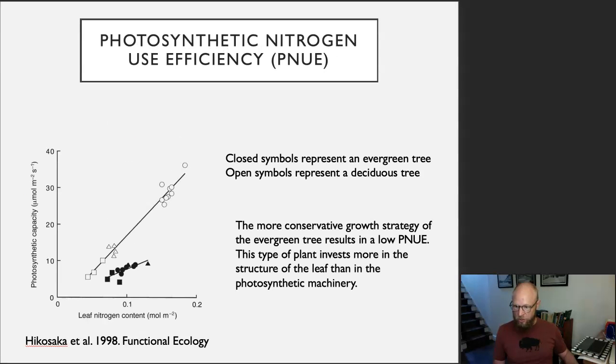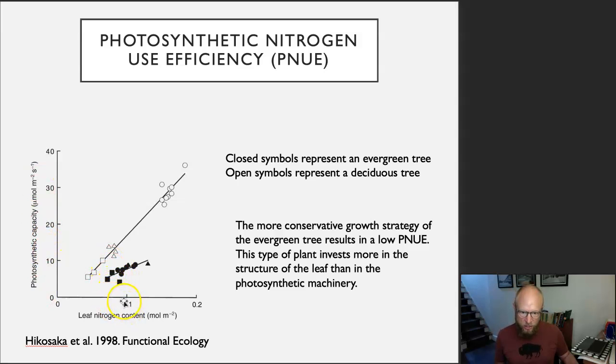So just to give you some insight into this, here's a paper showing an evergreen versus a deciduous tree and the nitrogen use efficiency. On the x-axis, we have the nitrogen concentration. So low nitrogen concentration on the left. These leaves have very little nitrogen. The ones on the right have lots of nitrogen. And then we have the photosynthetic capacity or photosynthetic rate.